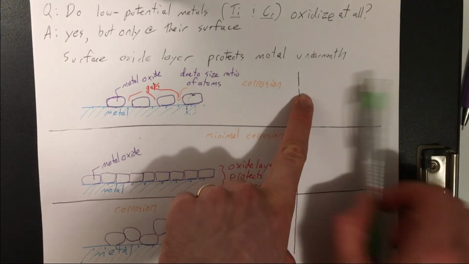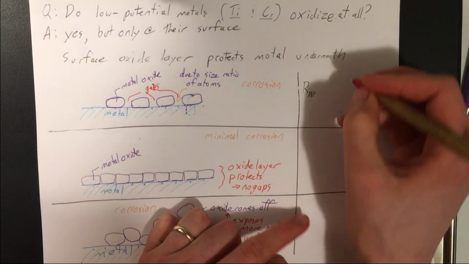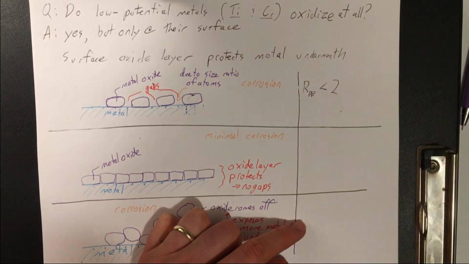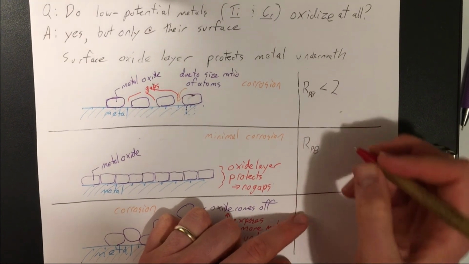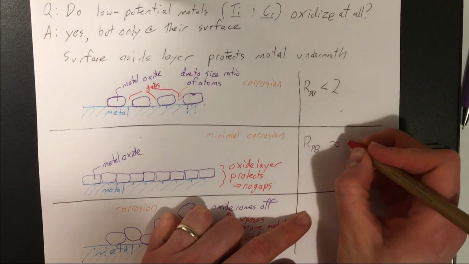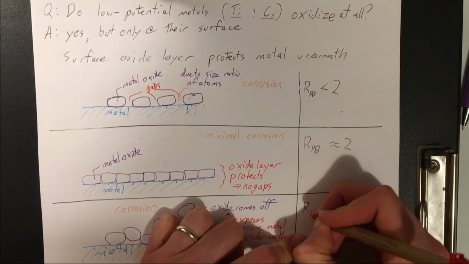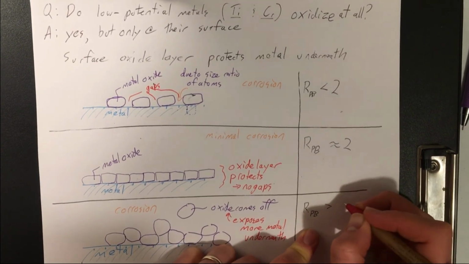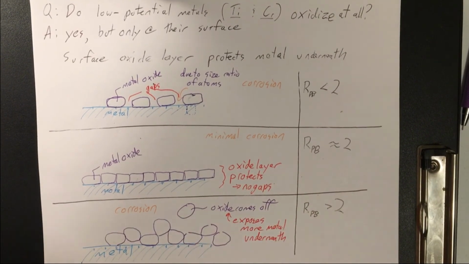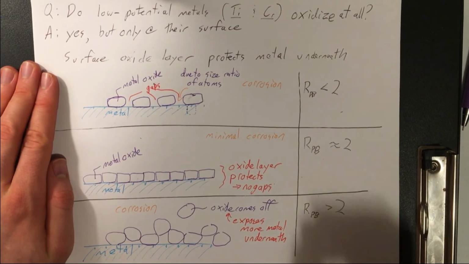So in this case, the Pilling-Bedworth ratio is less than 2. In this case, the Pilling-Bedworth ratio is about 2, maybe just a little more than 2 sometimes. And in this case, the Pilling-Bedworth ratio is greater than 2. So let's just put in a couple examples of actual Pilling-Bedworth ratios calculated from actual materials.